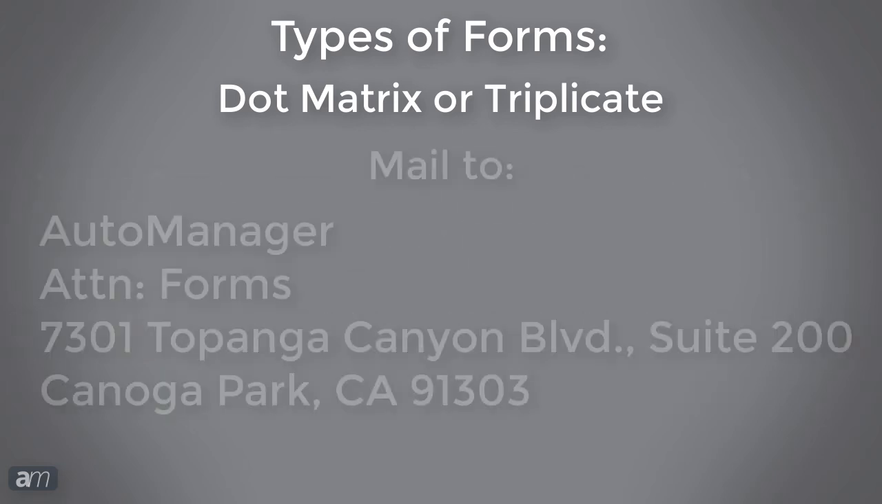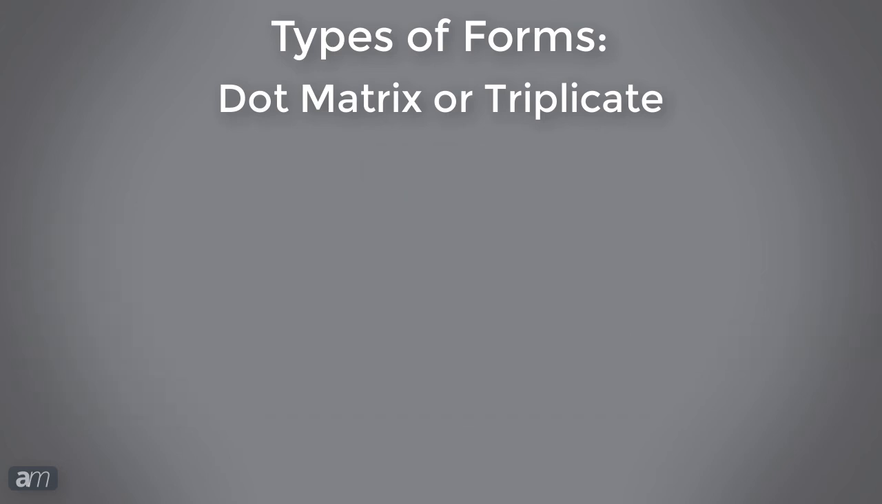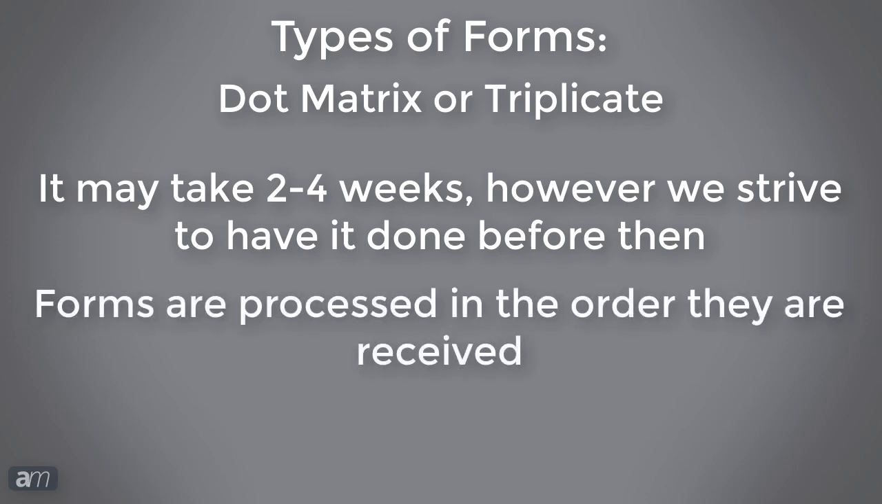Mail the forms and note to AutoManager Attention Forms, 7301 Topanga Canyon Boulevard, Suite 200, Canoga Park, California, 91303. Just as with plain paper forms, it may take 2 to 4 weeks. However, we strive to have it done before then. Forms are processed in the order they are received.